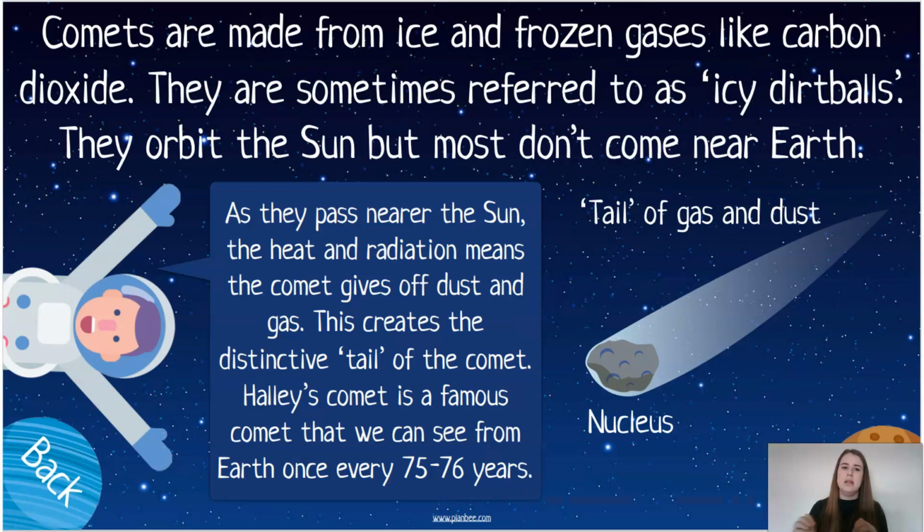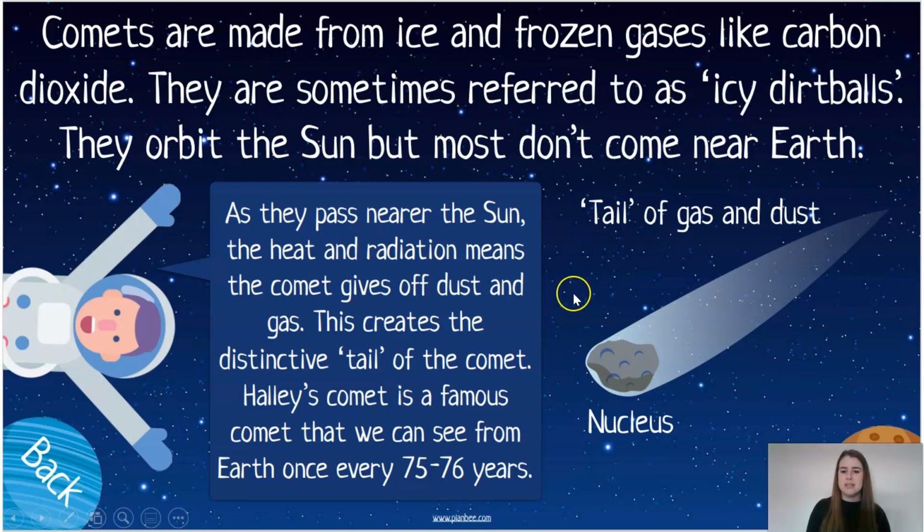Now, comets are slightly different because they're made up of ice and frozen gases like carbon dioxide, which is what we breathe out and is expelled into our atmosphere. They're sometimes referred to as icy dirt balls. You can go, well, why are they icy dirt balls? Well, they're like balls of dirt and rock that have been frozen up. And they orbit the sun, but most of them don't come near Earth.